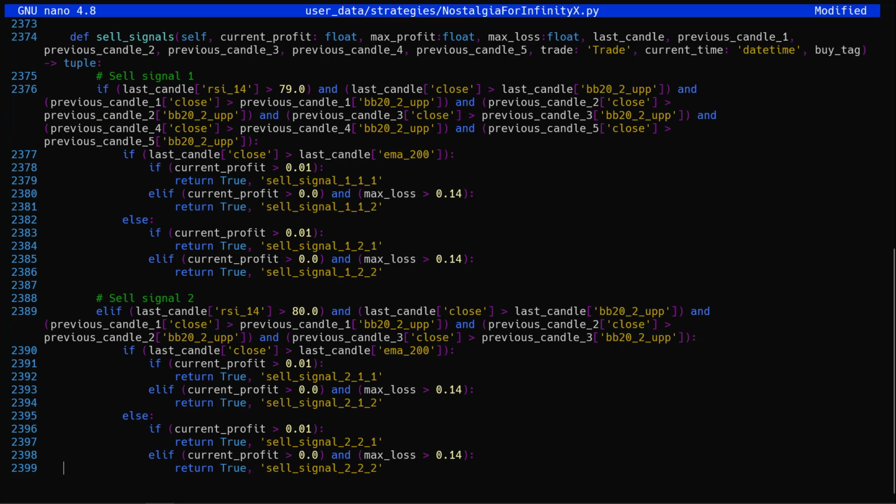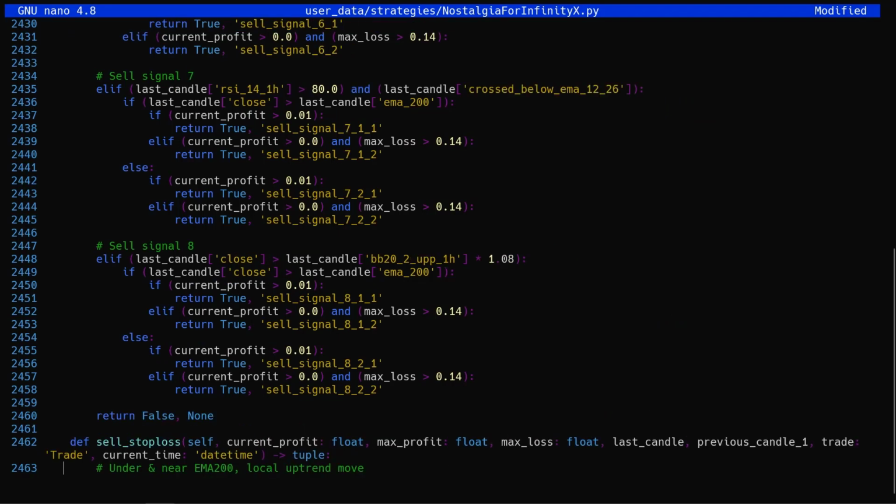The next part of the code contains the method that defines the sell signals. There are 8 sell signals that are a combination of indicators and candle information. What is interesting here is that these sell signals also have a sell reason. So when we are going to backtest, it is highly possible that we are going to see the sell reason as well. This way we can determine which reason is used the most for selling.